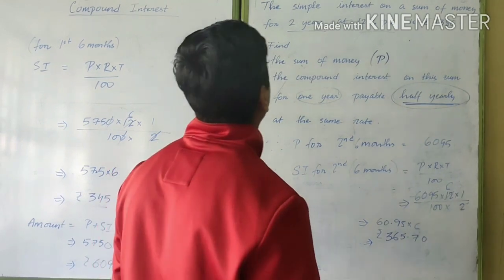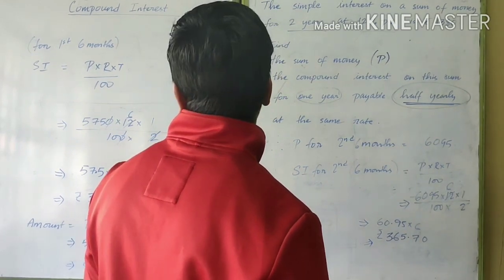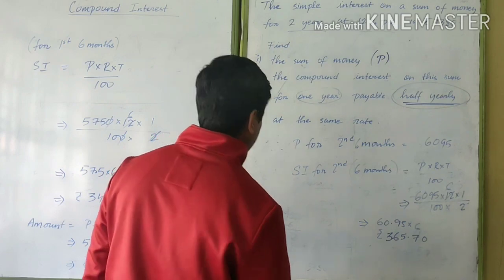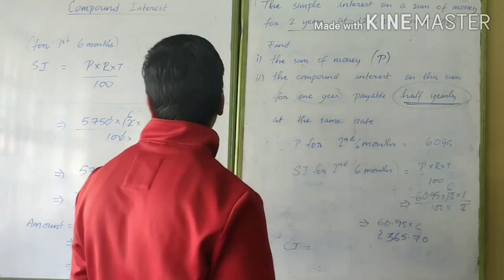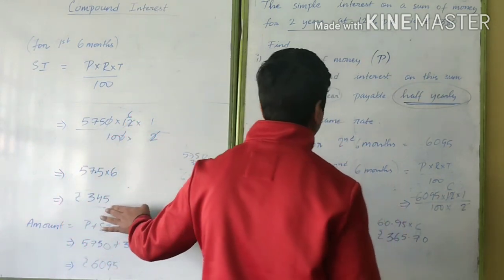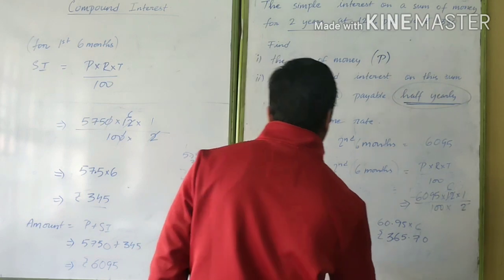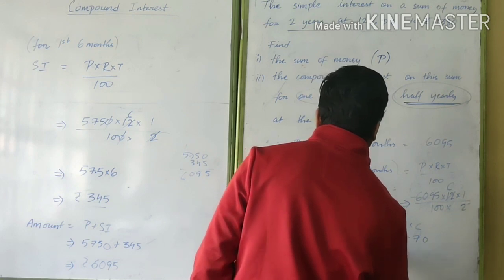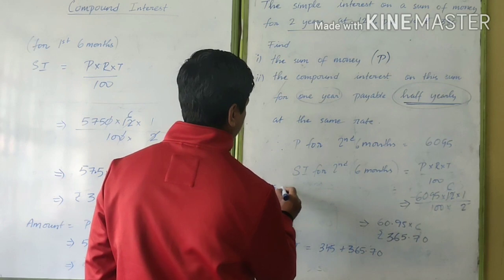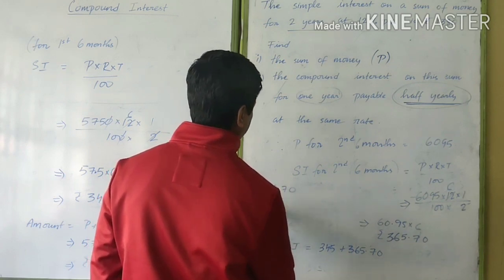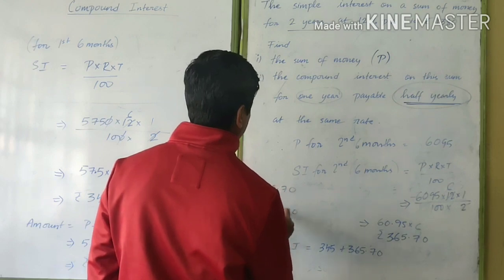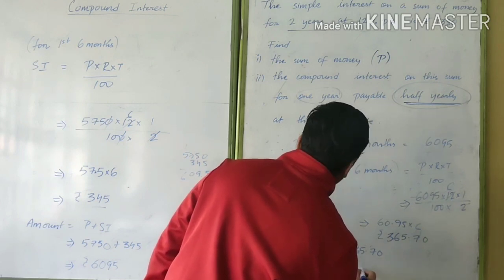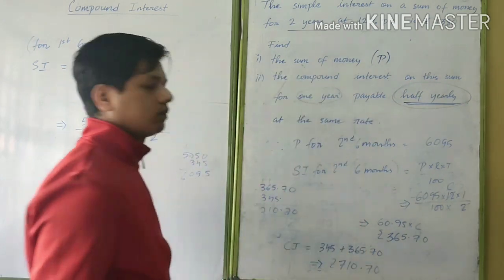So the compound interest on this sum for 1 year, payable half yearly: my total CI will be the SI for the first 6 months plus the second 6 months. So 345 plus 365.70. So my answer is 710.70 rupees.